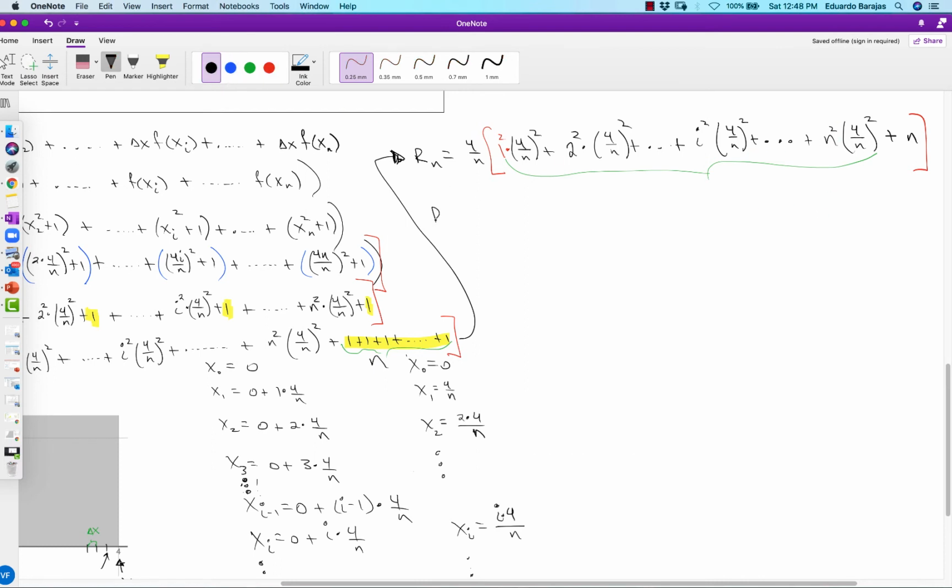So this r sub n is going to be equal to 4 over n times, and then again this giant red bracket, where we're factoring out a 4 over n squared times, and then there'll be this pattern of 1 squared plus 2 squared plus 3 squared, 4 squared, dot dot dot, all the way out until the ith squared, plus dot dot dot, all the way out to the nth squared, plus n, and then we end this bracket there.